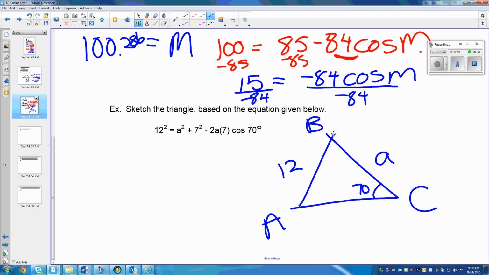Why did you know they had to be across from each other? Because they're on the outside of the equation. Remember, whatever matches with this angle is the side length on the other side of the equation. Good. And then it's 7. Perfect. So you can draw a triangle based on that equation.